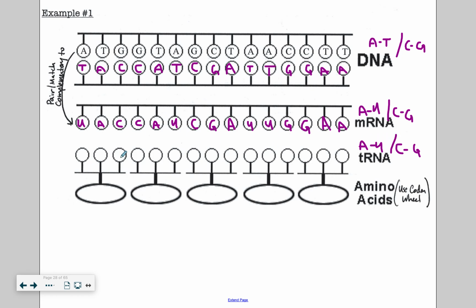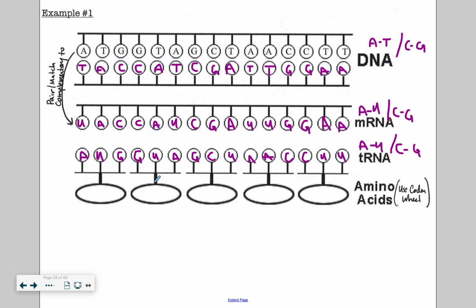Okay, let's do the anticodon. So U pairs with A, A pairs with U, C pairs with G, C pairs with G, A pairs with U, U pairs with A, C pairs with G, G pairs with C, A pairs with U, U pairs with A, U pairs with A, G pairs with C, G pairs with C, A pairs with U, A pairs with U.